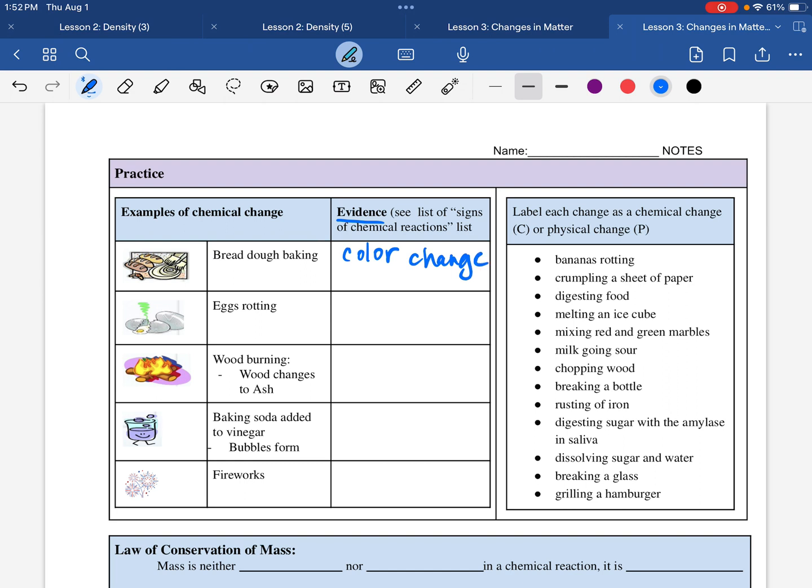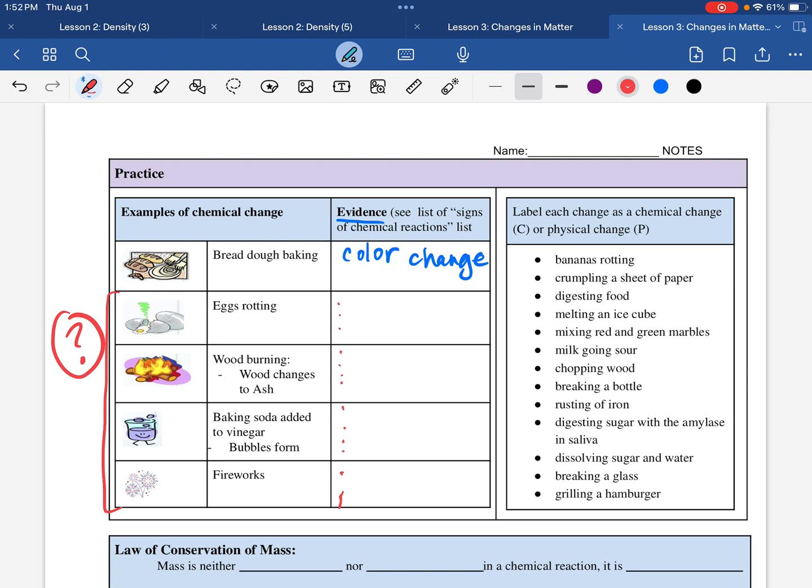Okay, and so what you're going to do, answering the questions that pop up in the video, you're going to identify what signs of chemical change you would see in each of these. They are all different chemical changes, chemical reactions, and you're going to identify what evidence you could see.